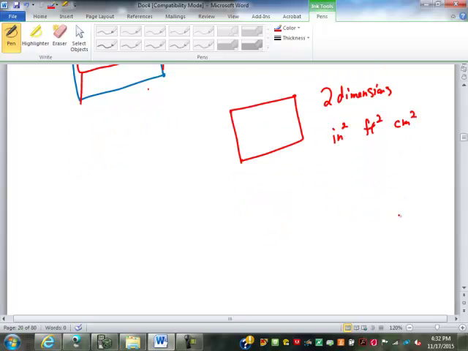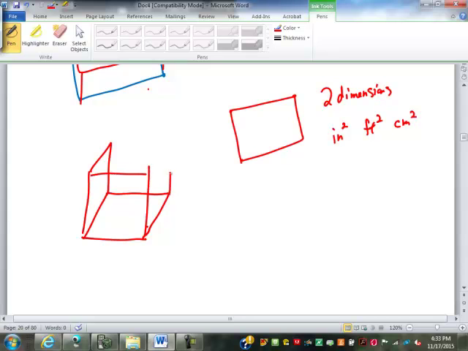Well, now we've taken that 2 directions, we've pulled it in a third direction. So now we have moved in 3 directions. We now have 3 dimensions. What do you think our units are going to look like? Inches to the third, inches cubed. Feet to the third, or feet cubed. Centimeters to the third, meters to the third, or meters cubed, and so on.